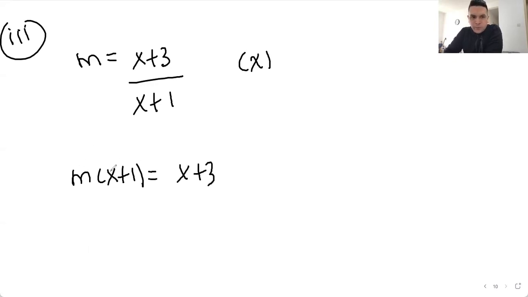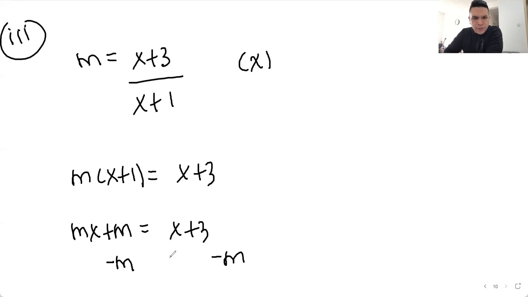We're going to multiply these terms. So we get mx plus m equals x plus 3. Now what I want to do is group the terms with an x so that I can factor out the x, right? Again, group the terms having an x so I can factor out the x. So I can bring this x here and I can send this m to the other side, right? So I can do minus m. So it'll be minus m here, and then I can subtract this x.